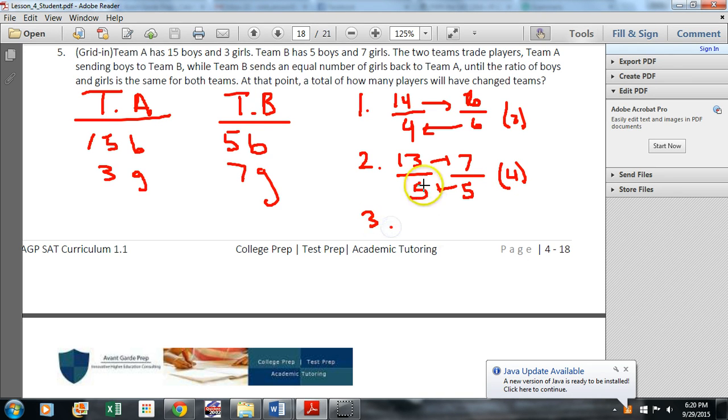Next attempt, we'll send 1 more boy over, so now we have 12 boys here, and we receive 1 girl, so that means we have 6 here. Now they have 8 boys, and they lost a girl, so that's 4 girls. So now we've got a ratio, as you see, 12/6, 8/4, which reduces down to 2/1, and then we moved another 2 players over. We moved a boy, we moved a girl, so now we've got a total of 6, and 6 is our answer. All right.